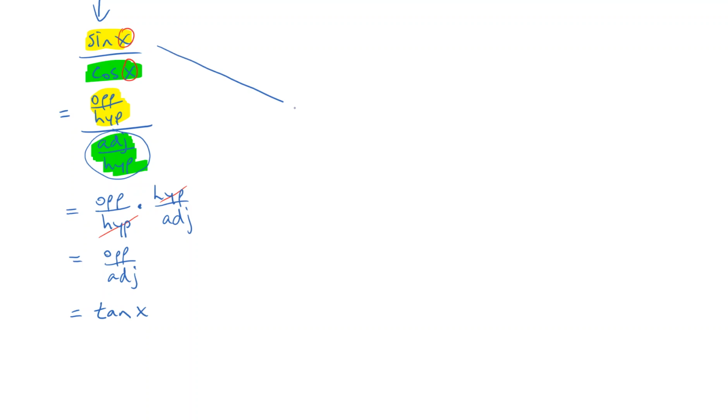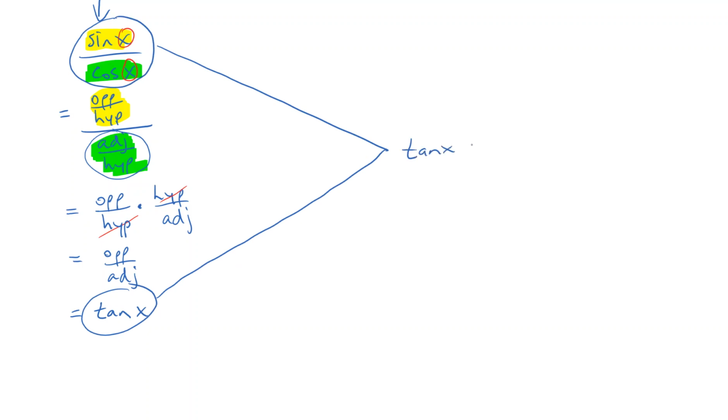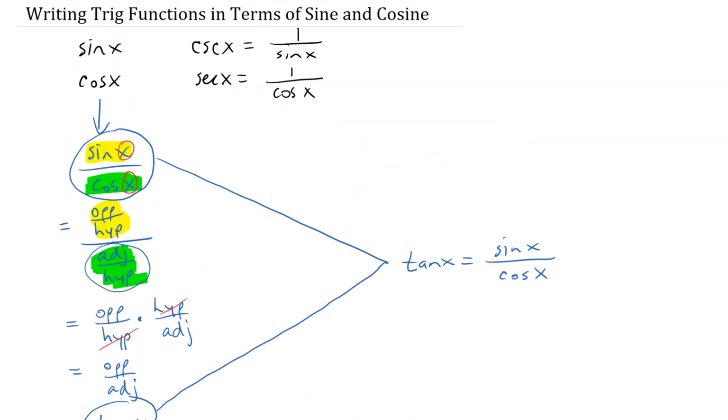So what's the conclusion here? That tangent of x is equal to the sine of x over the cosine of x. So tangent of an angle x can be rewritten as the sine of that same angle x divided by the cosine of said angle. And now we know how to write tangent in terms of sine and cosine. So we can come back up here and add that to our list. So tangent of an angle is sine of that angle over cosine of that angle. And because cotangent is the reciprocal of tangent, cotangent of x will be cosine of x over sine of x.